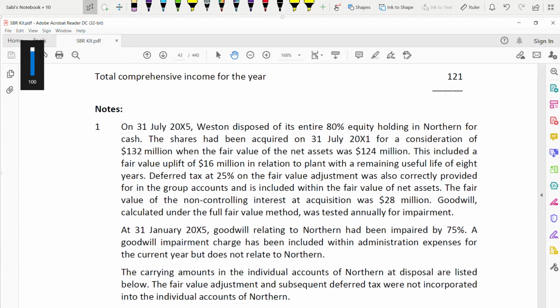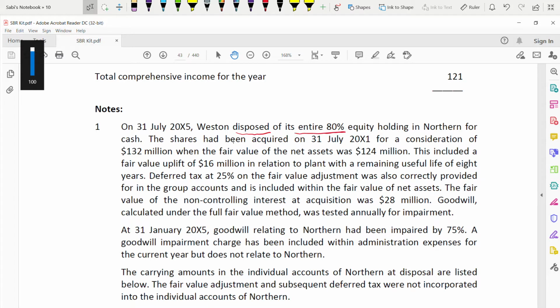He disposed. Okay, so because it's group accounting, don't always assume acquisition. There can be disposal also. It could be acquisition and disposal, or just acquisition. Okay, so he disposed his entire 80%.